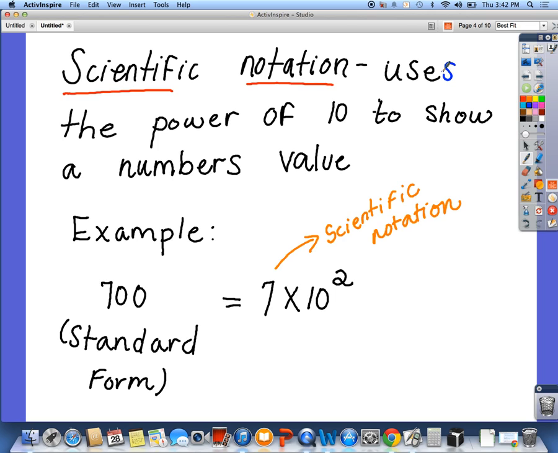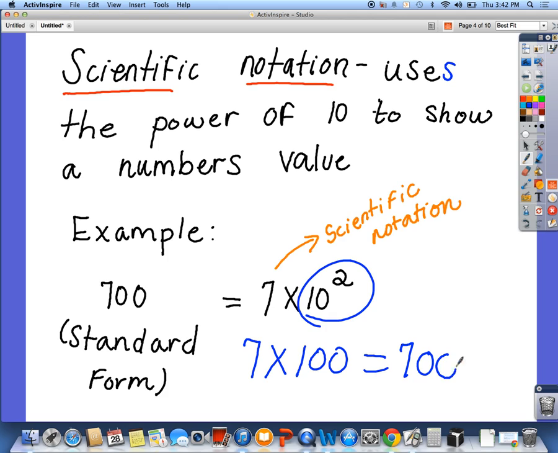And basically it's going to end up having the same value. Let's work this out. 7 times 10 to the second power, and we know PEMDAS, we've already started studying order of operations. We've got to solve 10 to the second power first, and 10 to the second power, 10 times 10, is 100. Well, 7 times 100 equals 700.